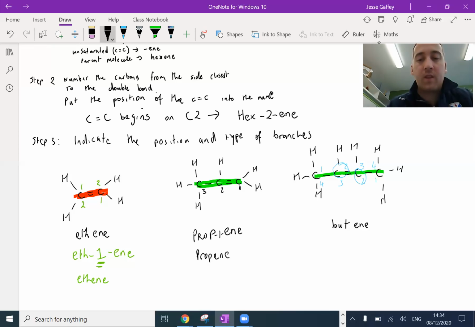Okay, so now the position of our double bond is not on carbon number 1. So we need to clarify where it actually is. But-2-ene. So this molecule we call but-2-ene. Okay.